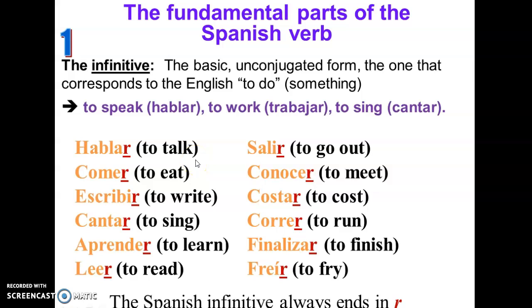Here there's a mix of ar, er, and ir verbs. So to show you that every verb in Spanish ends in the letter R. Hablar, comer, escribir, cantar, aprender, leer, salir, conocer, costar, correr, finalizar, freír. The Spanish infinitive always ends in an R.